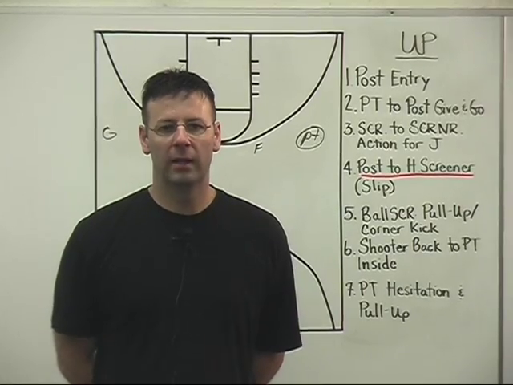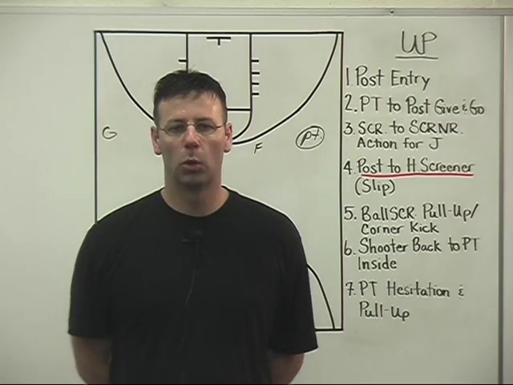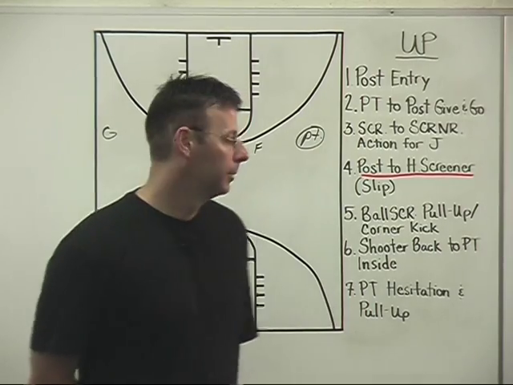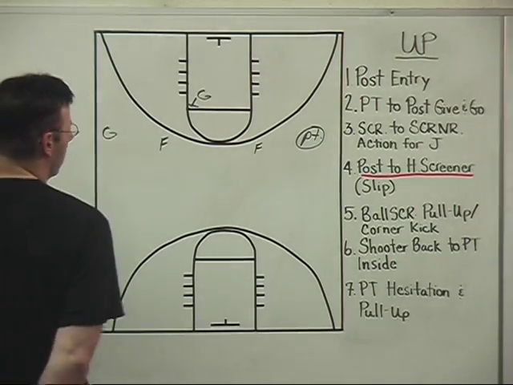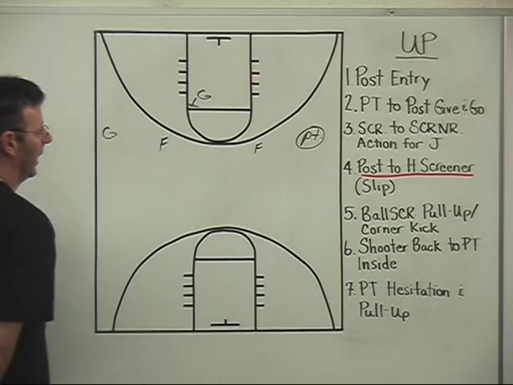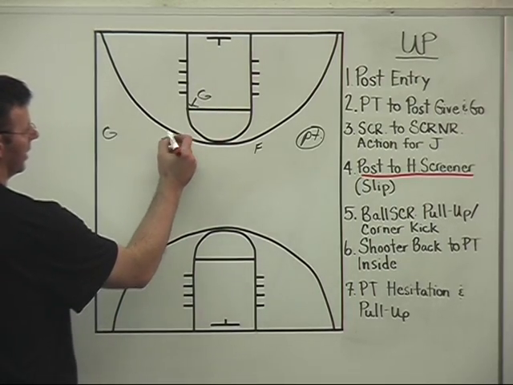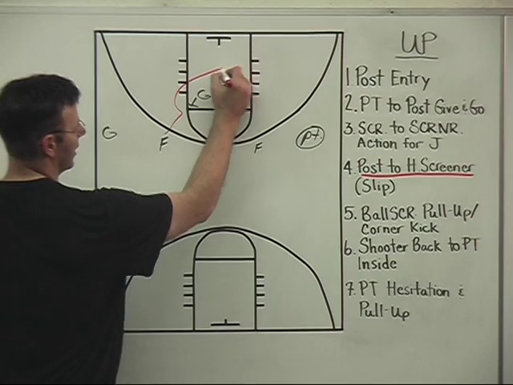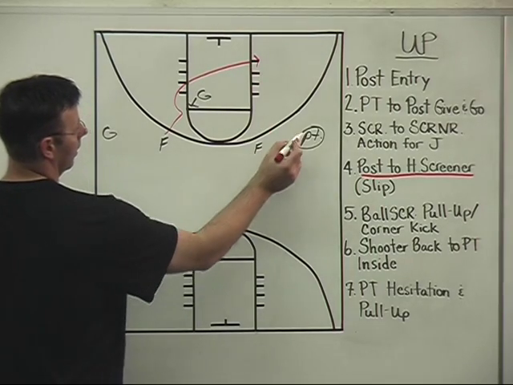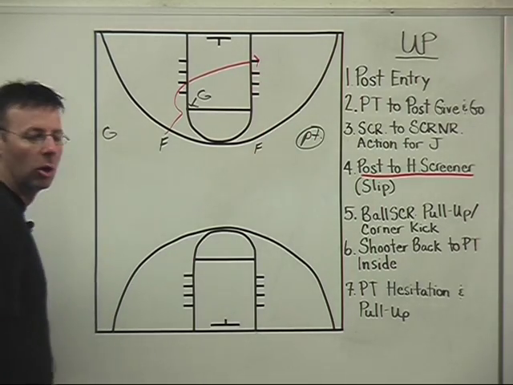This time we're right back into the post and we're looking for a forward screener slip. Point guard has dribbled the wing extended. We've brought our cutter into the screening position. Forward flashes down, receives the ball in the low post area.